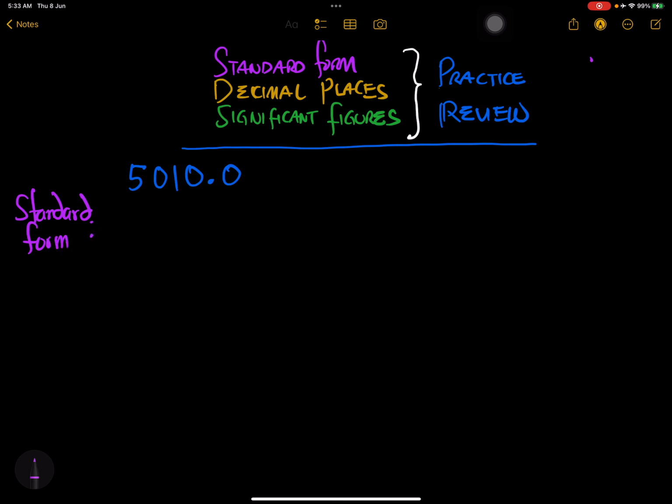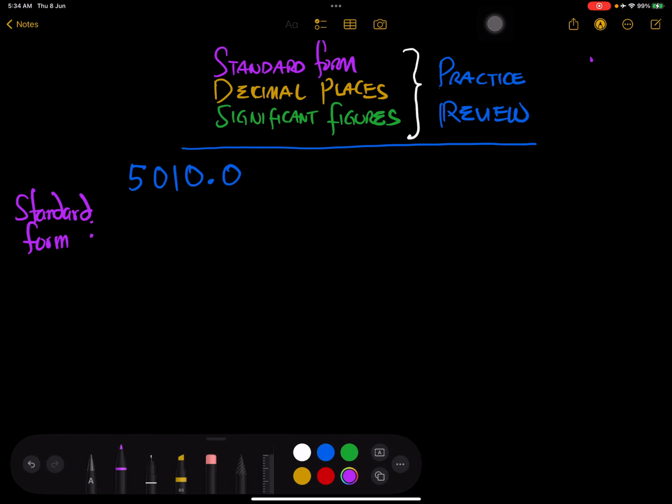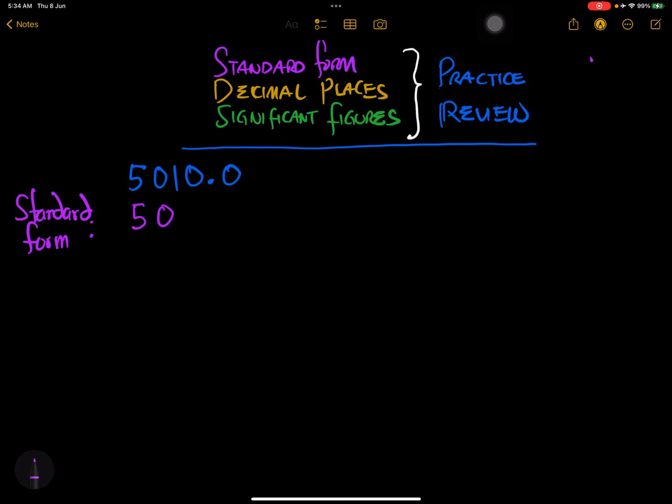Now, if you remember the rules about standard form, the goal is we want the decimal point to be between the first two numbers, with the first one not being zero. So if I write this 5010.0, the first two numbers are these. So our goal is to drop that point in there.